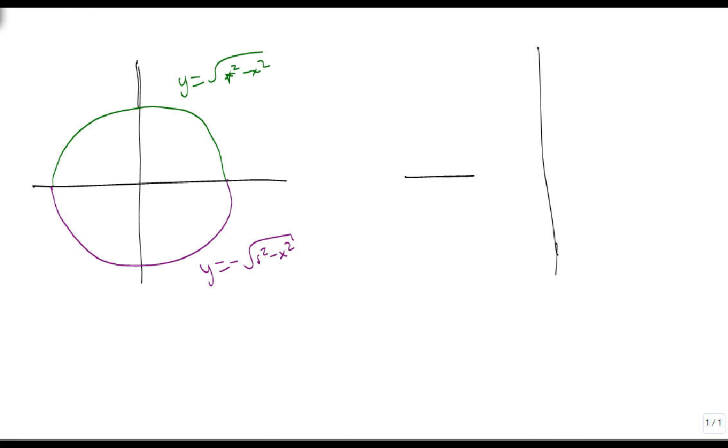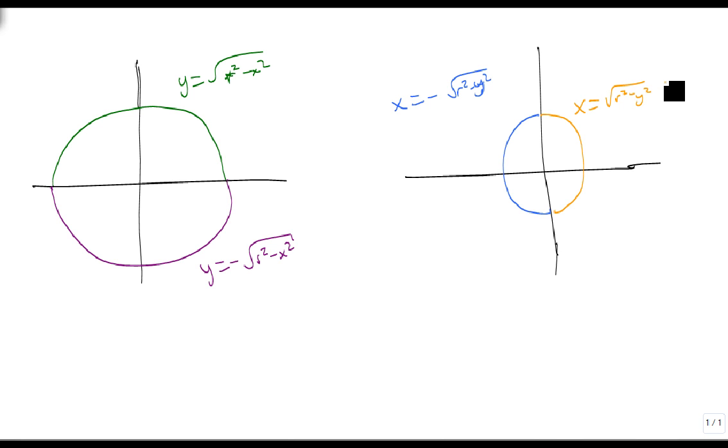Likewise, if I solve for x first, that means that I'm going to get a left side circle and a right side circle. Let's make that left side actually look a little more circular. There we go. And the right side to match it. And the left side is going to be our x equals minus the square root of r squared minus y squared. And the right side is going to be x equals square root of r squared minus y squared. And this is how we organize our semicircles.